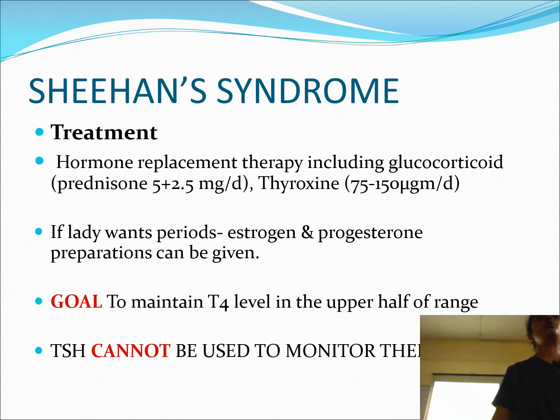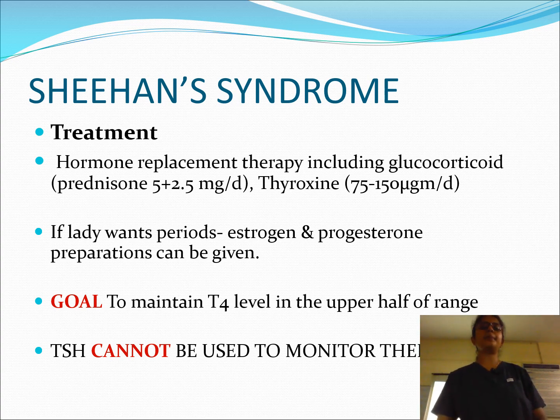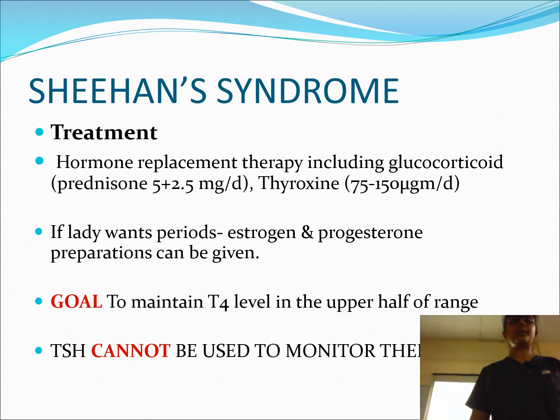In Sheehan syndrome, the treatment given is hormone replacement therapy, including glucocorticoid, prednisone 5 plus 2.5 mg per day, and thyroxine 75 to 150 microgram per day. If the lady wants periods, estrogen and progesterone preparations can also be given. Our goal is to maintain the T4 level in the upper half of the range. Here TSH cannot be used to monitor the therapy, because the damage is happening from above, so TSH is not used for monitoring.